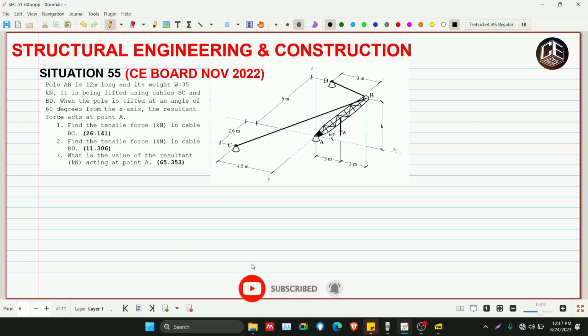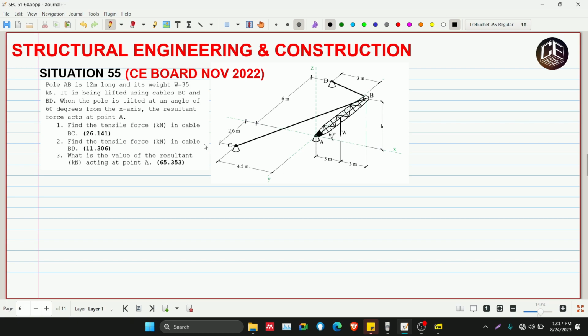A pole AB is 12 meters long and its weight is 35 kilonewton. Ayan, ito yung AB natin, 12 meters daw yan. It is being lifted using cables BC and BD. When the pole is tilted at an angle of 60 degrees from the x-axis, the resultant force acts at point A. Yung resultant daw nung pole AB. Find the tensile force, in kilonewton, in cable BC.